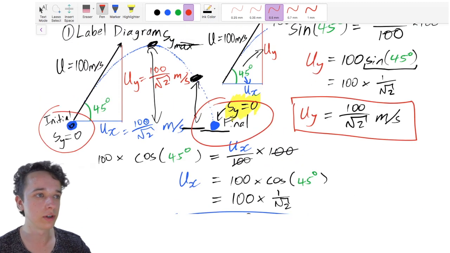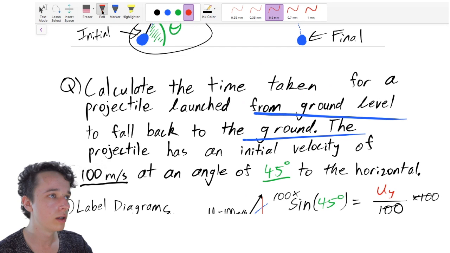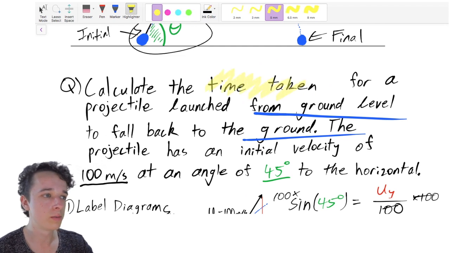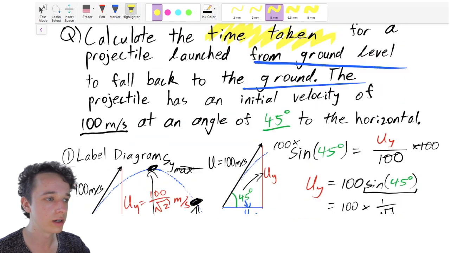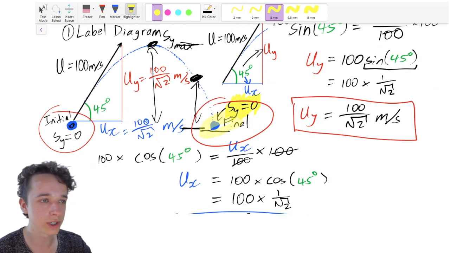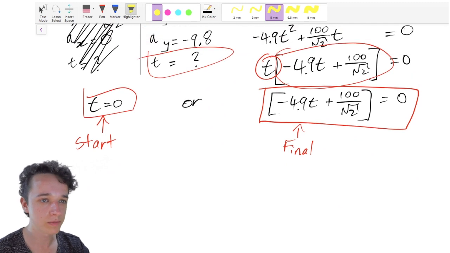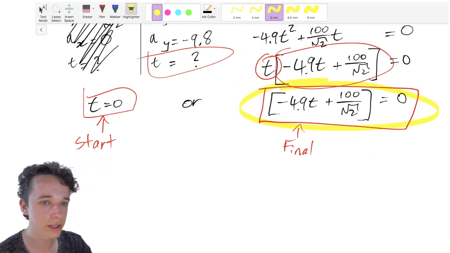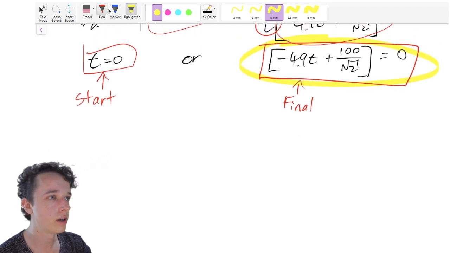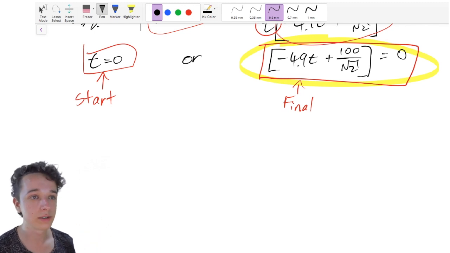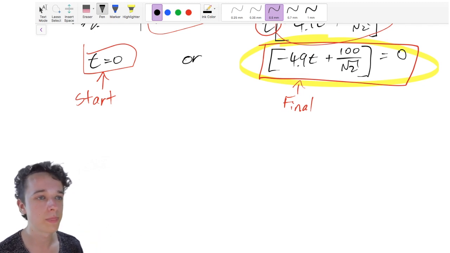And if you remember, we're looking for the time taken for the projectile launched from ground level to fall back to ground level. So we're trying to find information about this final position here, right? It's getting very messy on this page, but this part of the equation is going to give us that information. So we can take the 4.9t to the other side, or we can plus 4.9t to both sides of the equation.